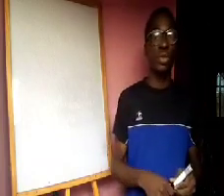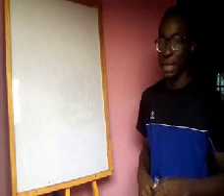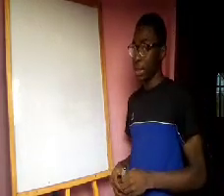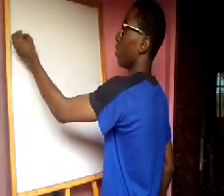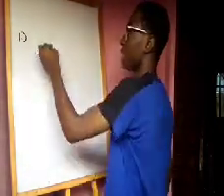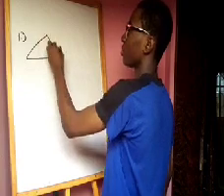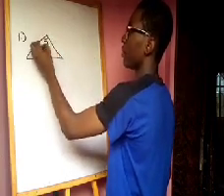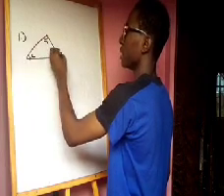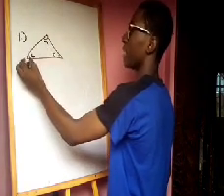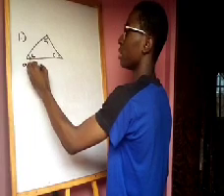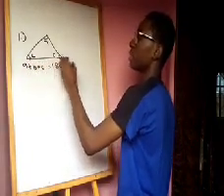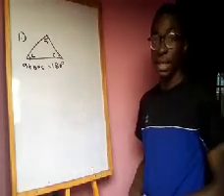The first theorem is that the sum of angles in a triangle is 180 degrees. So in any triangle, if this is angle A and this angle B and this angle C, then when you add them, A plus B plus C must be equal to 180 degrees. Sum of angles in a triangle is 180 degrees.